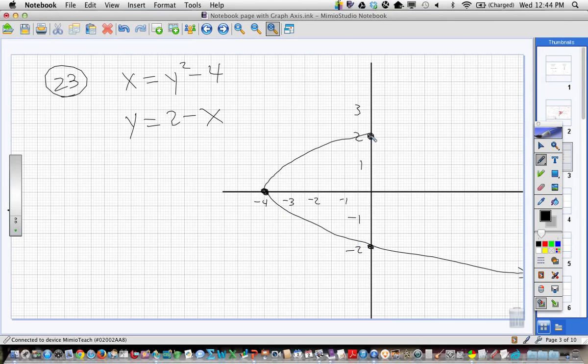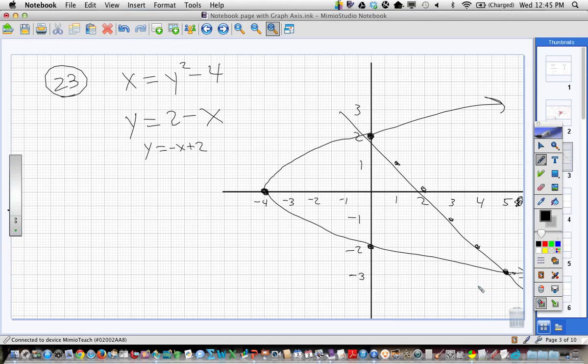Come down like this, like that. Down here's 1, 2, 3, 4, 5. All right, so I think this ends up crossing right down here somewhere. So we have y equals 2 minus x, so that'd be the same as y equals negative x plus 2. So that's a y-intercept of 2, down 1 over 1, down 1 over 1, over 1. So there it is right there.